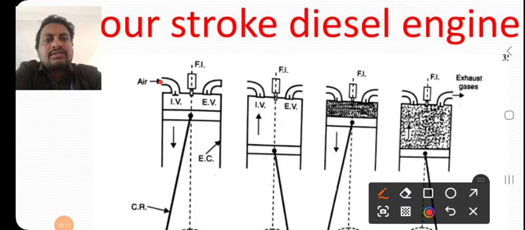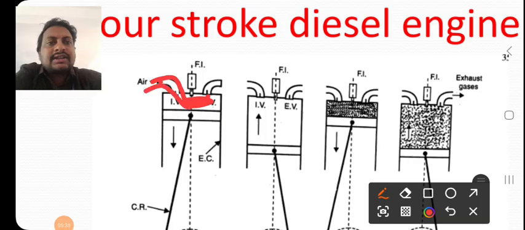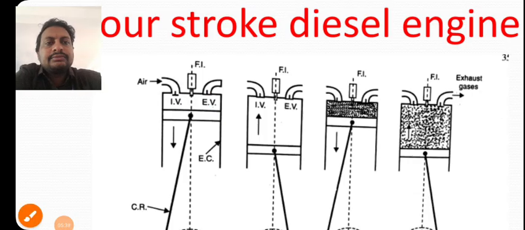So during the suction stroke, what happens? The piston moves from TDC to BDC. Vacuum is created inside the engine cylinder, so the pressure is less than the outside atmospheric pressure. Then the air will be sucked into the engine cylinder through the inlet valve. So this is the first stroke, the suction stroke.